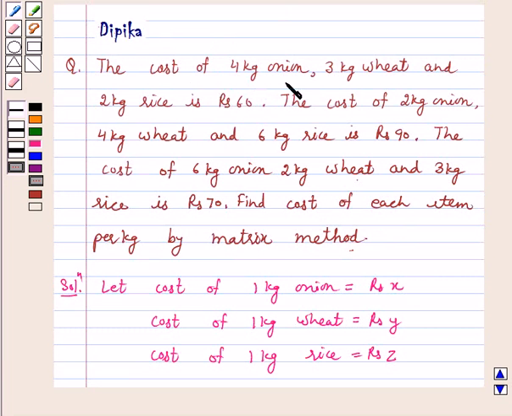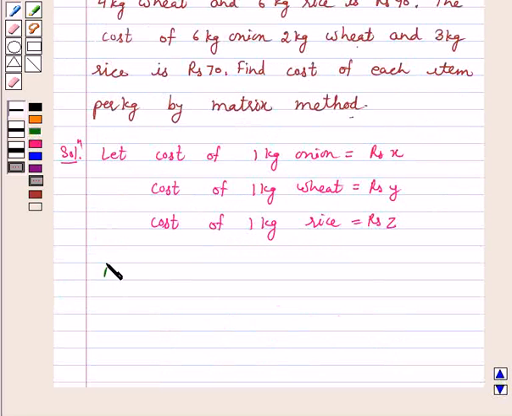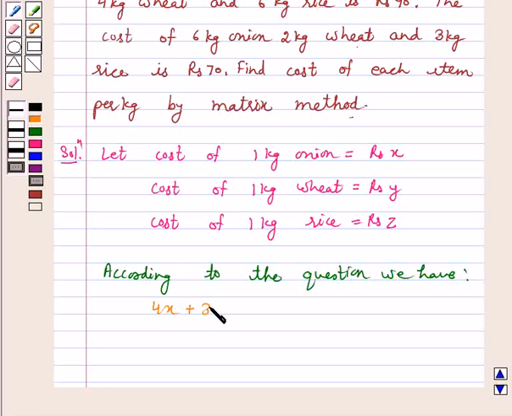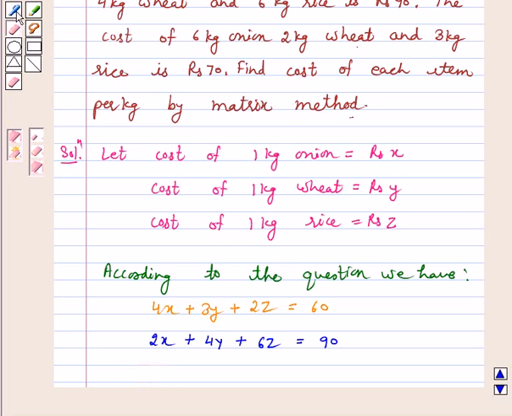Now according to the question, the cost of 4 kg onion plus 3 kg wheat plus 2 kg rice is equal to rupees 60. So we have 4x + 3y + 2z = 60. Again, 2x + 4y + 6z = 90, and 6x + 2y + 3z = 70.